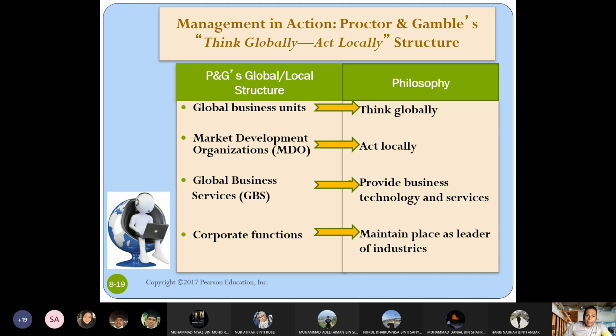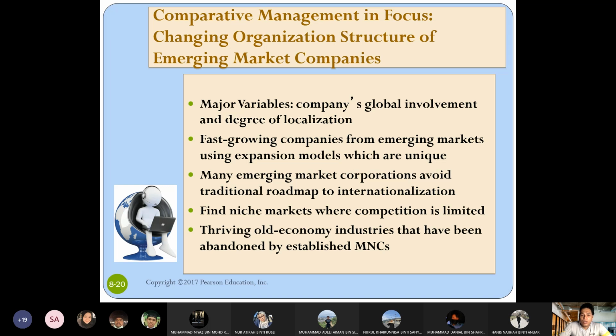All right. Next, slide number 20. Comparative management in focus: changing organization structure of emerging market companies. In these cases, if companies choose the emerging market, they must normally change the organization structure. Why? Because of major variables: company global involvement and degree of localization. Global involvement means two or more countries. Fast-growing companies from emerging markets use expansion models which are unique. Many emerging market corporations avoid the traditional roadmap to internationalization and find niche markets. A niche market means a small or more focused market where competition is limited, and they thrive in old economy industries that have been abandoned by established MNCs. That's why they must change the organization structure if they choose the emerging market.